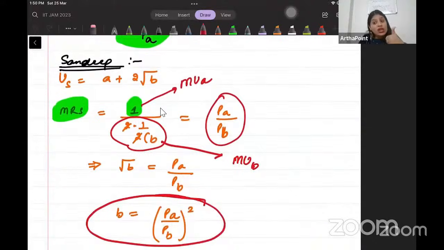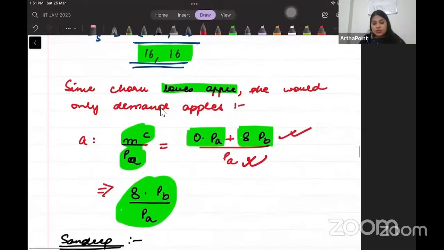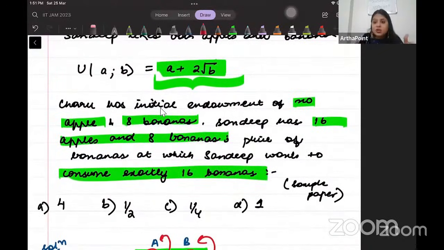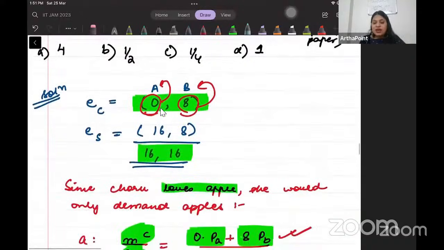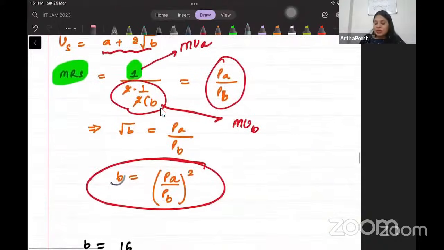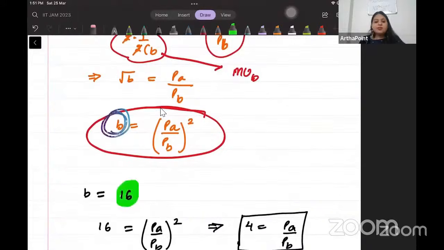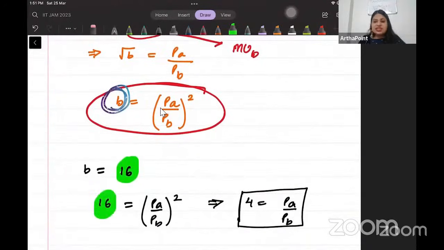So Sandeep will consume bananas. Sandeep will also consume apple. Both goods are good goods for him. And Charu will only consume apples. But now, the question says that we want Sandeep to consume all the bananas. We want Sandeep to consume 16 bananas, right? So I want Sandeep to consume all 16 bananas. So instead of B, I need to put 16. So this is what I do. I just put 16 here. And when I put 16 here, I get 16 is equal to PA square by PB square. So I get 4 is equal to PA by PB.